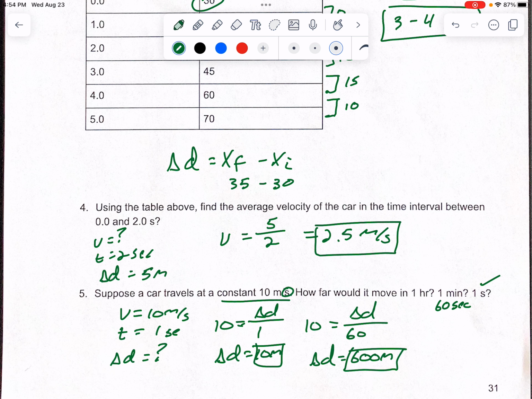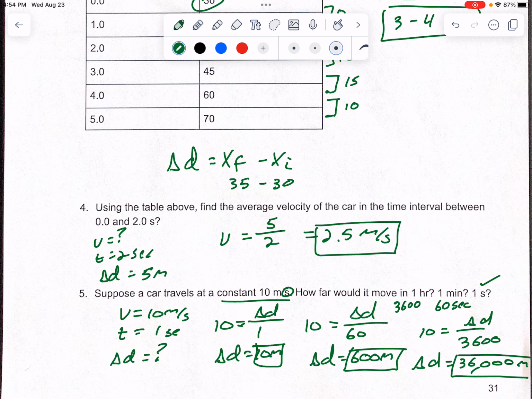And then last one, 1 hour. What I would do there is there are 60 minutes in 1 hour, and there's 60 seconds in 1 minute. So 60 times 60 is going to give you 3,600 seconds. So I'm going to do the same thing. 10 equals displacement over 3,600. And you're going to get a displacement of 36,000 meters. Okay, so that's your answer.